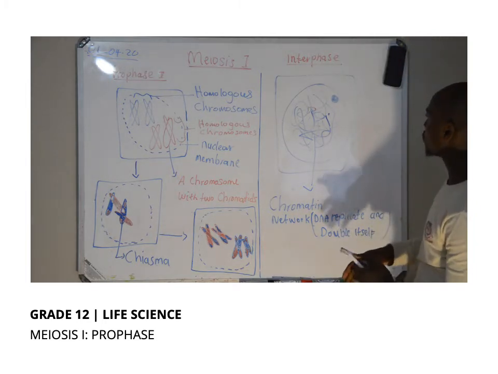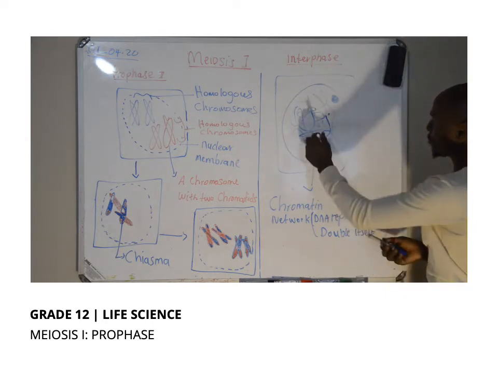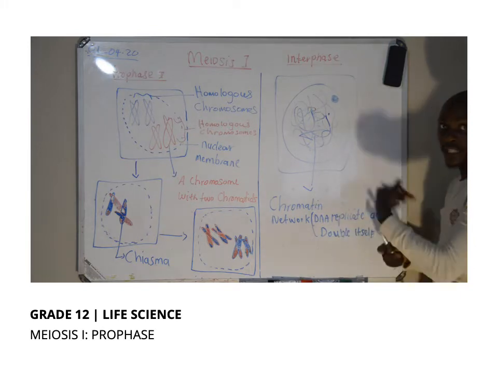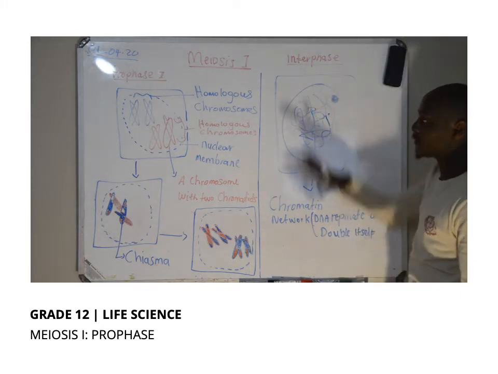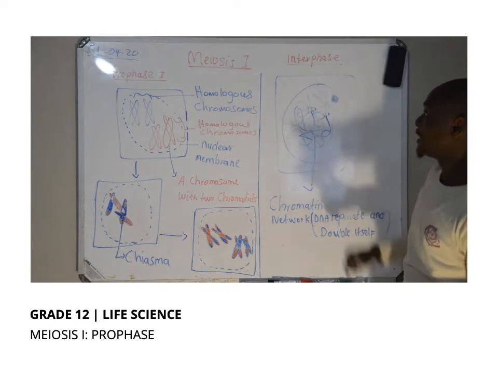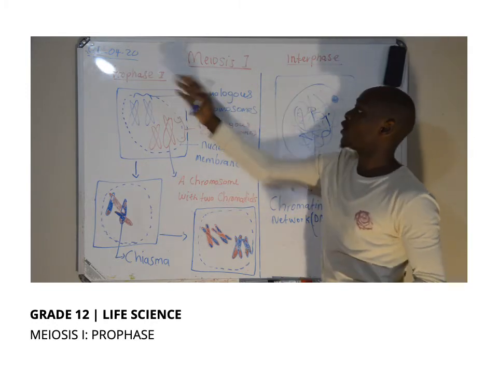So all that you need to know in interphase is that you have chromatin network, and then the DNA replicates and doubles itself. That's all that you need to know about interphase. Now let's move on to prophase 1.